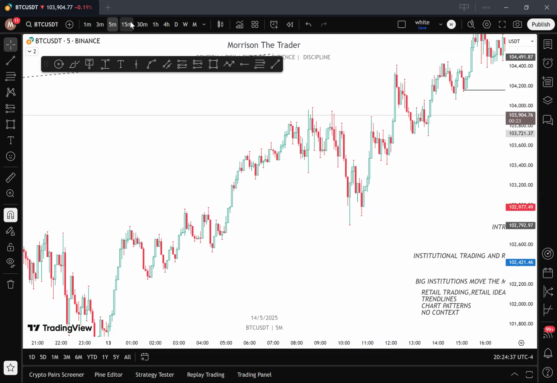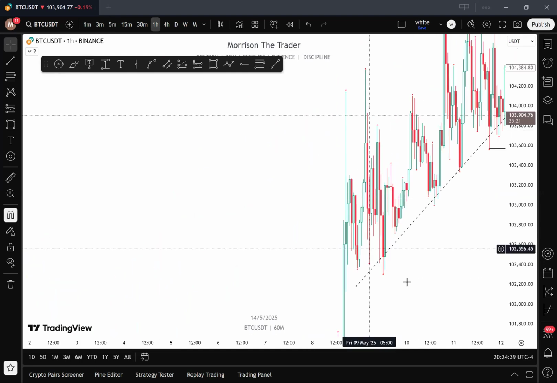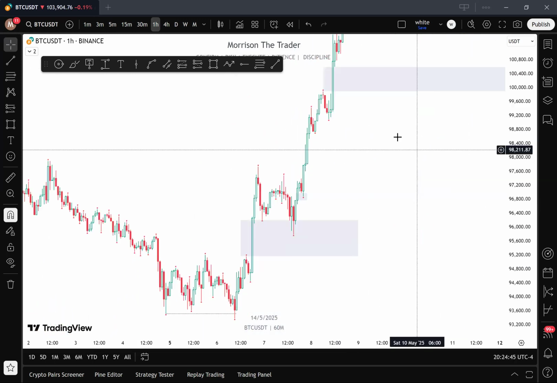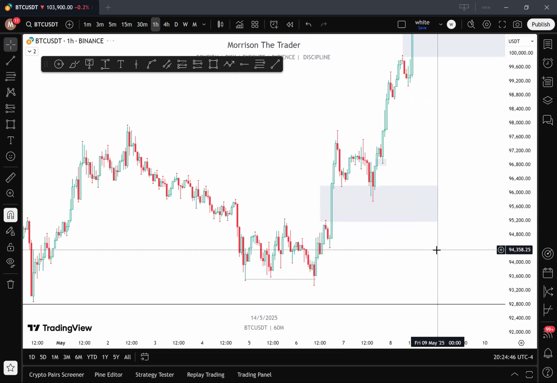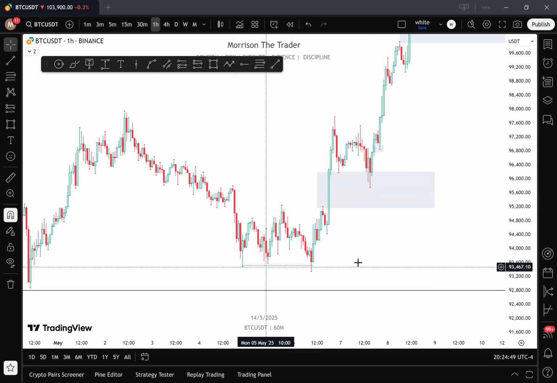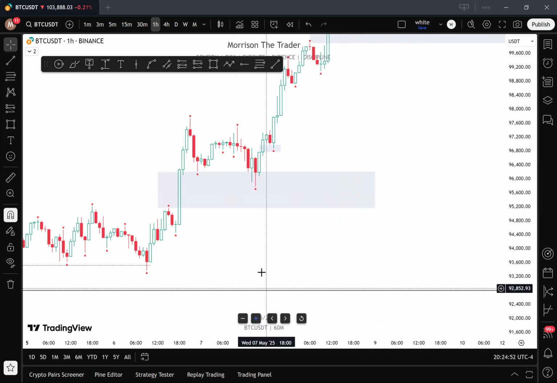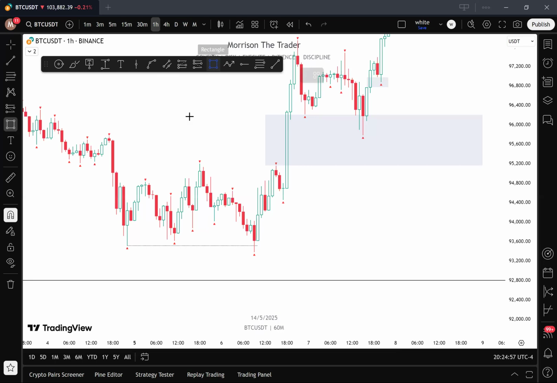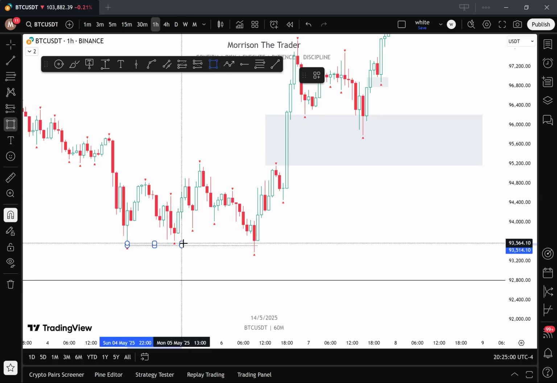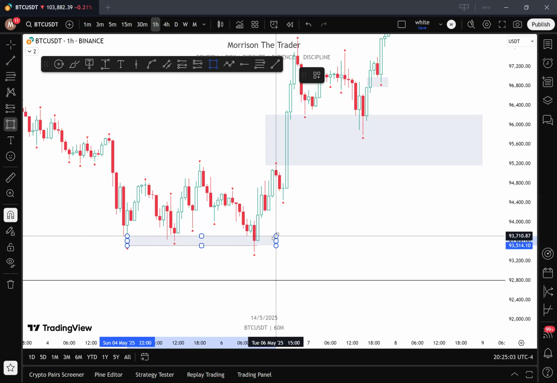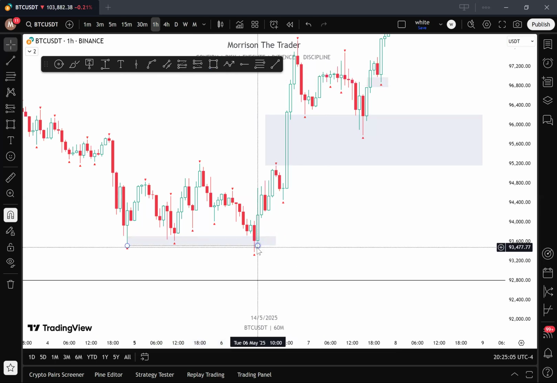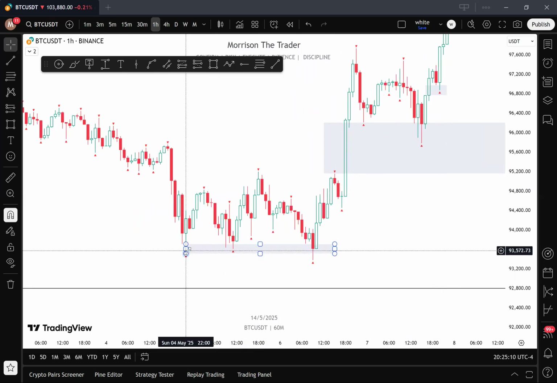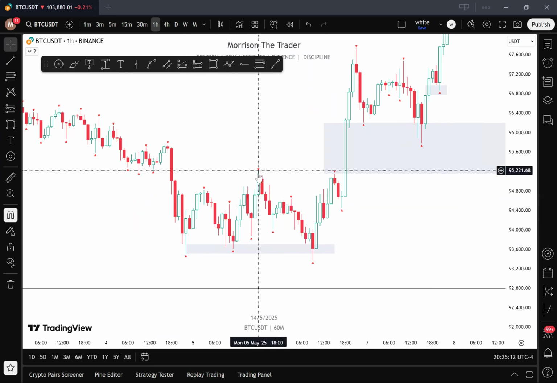Let's see. So let's use this support level for an example. As you can see from this level, it's what we call support. Okay, so it's supporting price. So price first came there, right? Price came back to this level and moved price upwards.